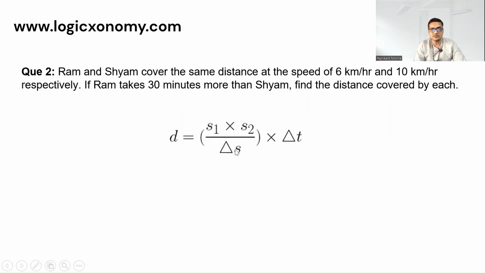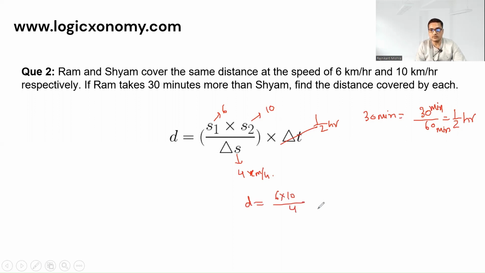Here d is equal to s1 into s2 by delta s into delta t. The speed s1 is equal to 6 km per hour, s2 is equal to 10 km per hour. The speed difference 10 minus 6 is equal to 4 km per hour. Time difference delta t is equal to 30 minutes, and 30 minutes is equal to 30 by 60, which is equal to half an hour. Put half an hour here. d is equal to 6 into 10 by 4 into 1 by 2. 5, 3. 15 by 2, which is equal to 7.5 km.